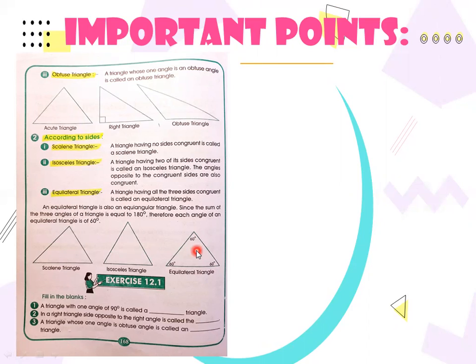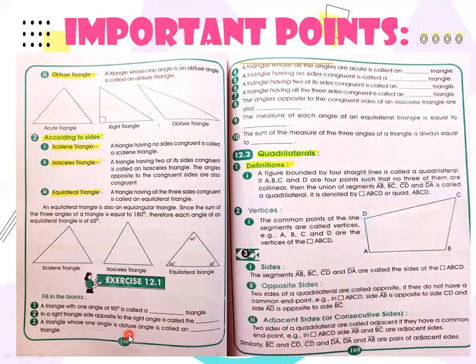Okay, now one thing that I want to tell you here, when you are going to draw these figures in your copy, you have to draw it with the help of measurements. Okay, you will draw it with measurements. Understand? Now here you have exercise number 12.1, which you are going to attempt in your copy. Okay, and you have to fill the blanks as well, and this is the quadrilaterals. Okay, this is the definition of quadrilaterals: vertices, sides, opposite sides, adjacent sides, right?